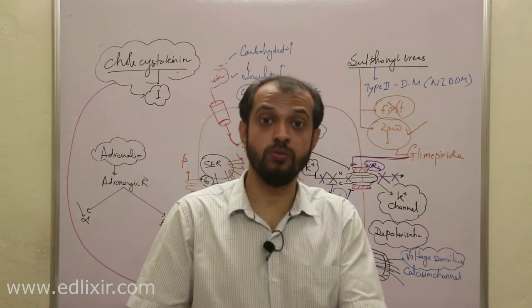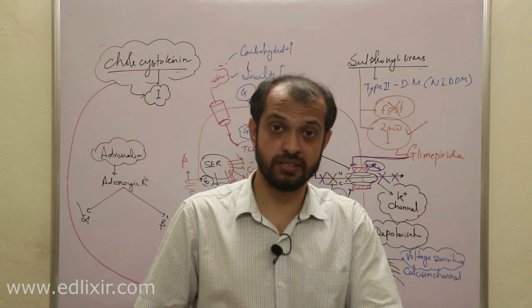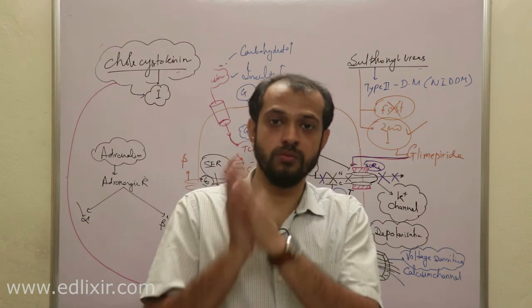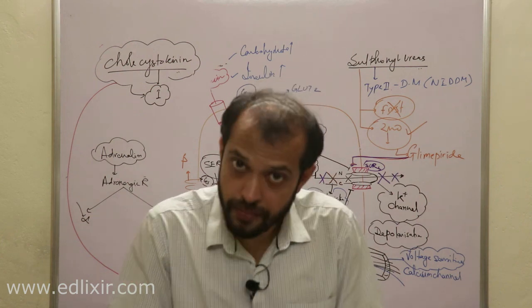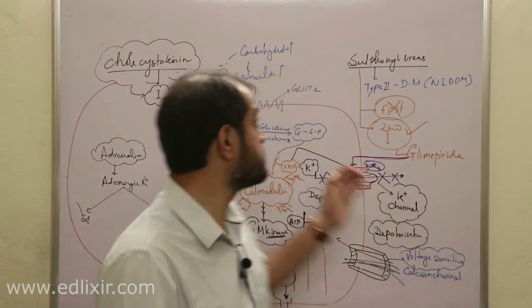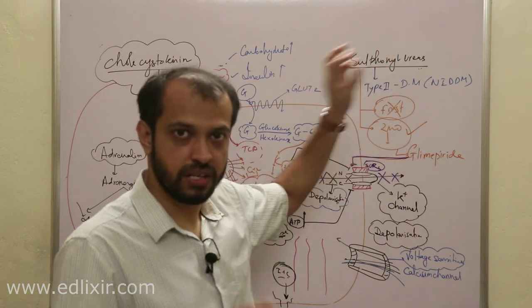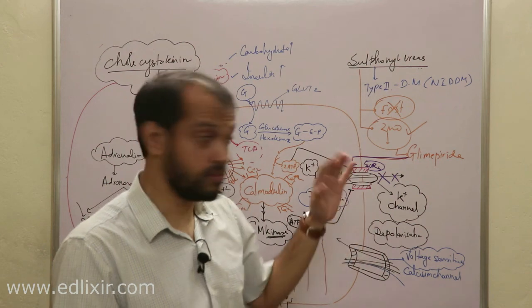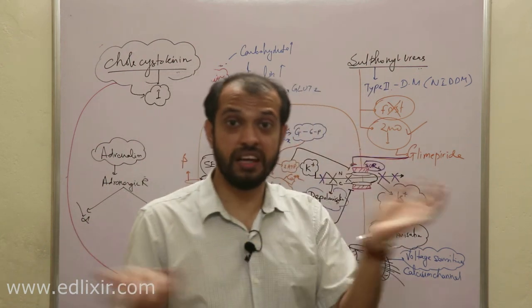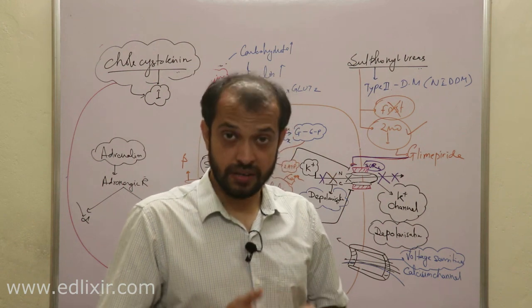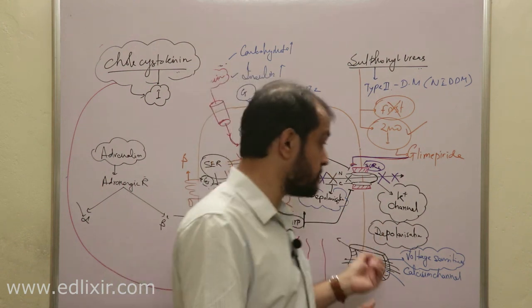Sulfonylureas bind to sulfonylurea receptors present in the KIR 6.2 potassium channel. Okay, so this is a short video with respect to these drugs. We'll talk about them and their structure in detail, how they bind, and how we have studied the affinity of these drugs. We'll talk about them, don't worry. But right now, that is all for today.